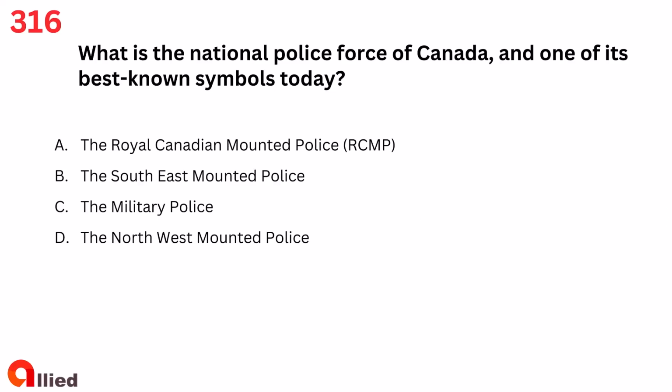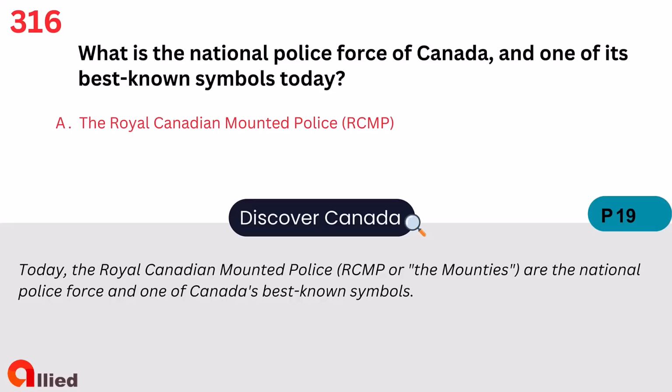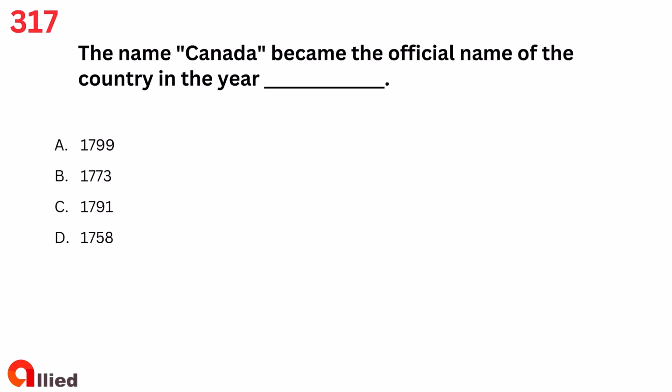Question 316. What is the National Police Force of Canada, and one of its best-known symbols today? A. The Royal Canadian Mounted Police, RCMP. B. The Southeast Mounted Police. C. The Military Police. D. The Northwest Mounted Police. The answer is A. The Royal Canadian Mounted Police, RCMP.